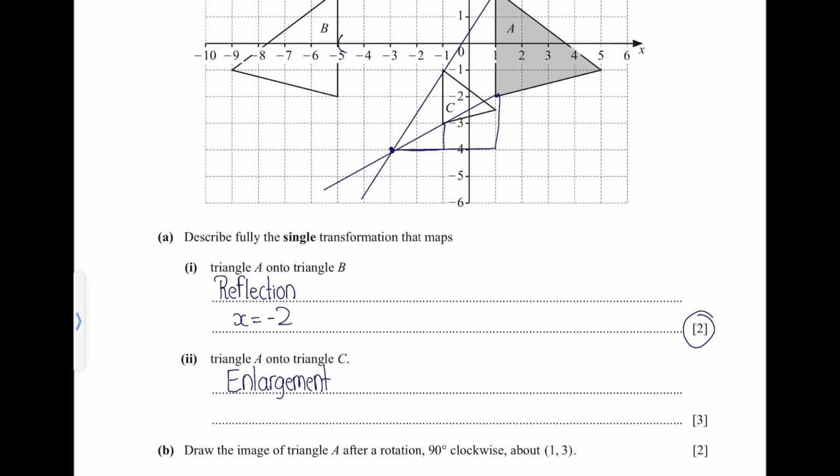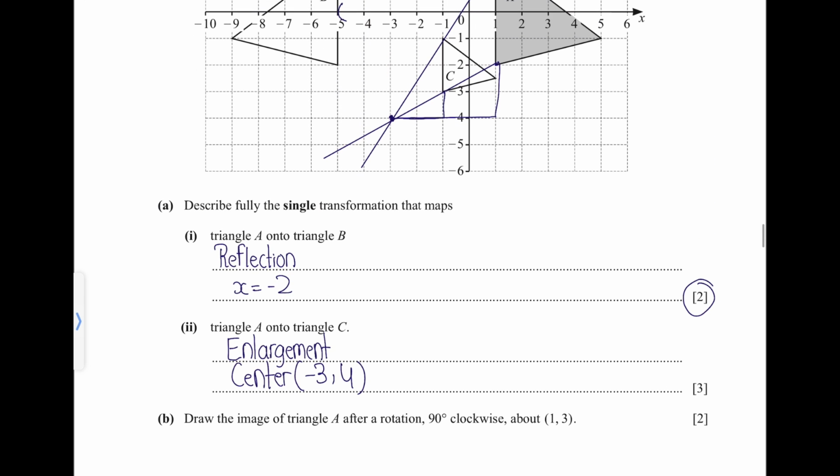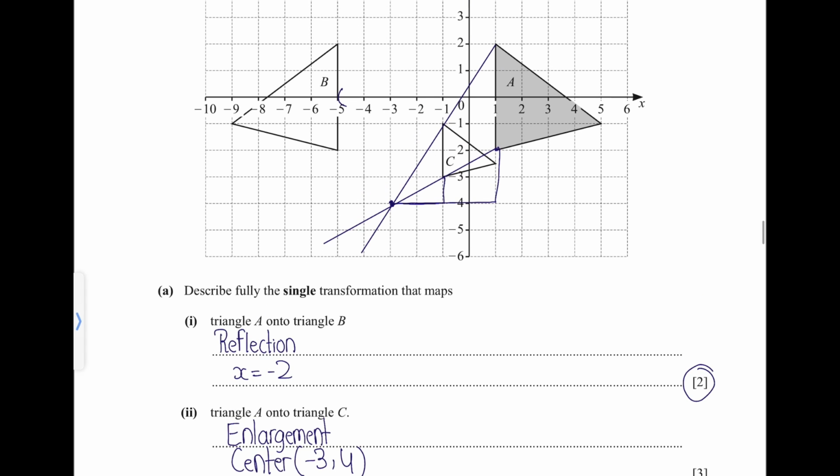The center is -3, 4. Center is -3, 4. And also we would say, what is the scale? Now if you want to find the scale of enlargement, then what you would do is you would see this, the original shape.